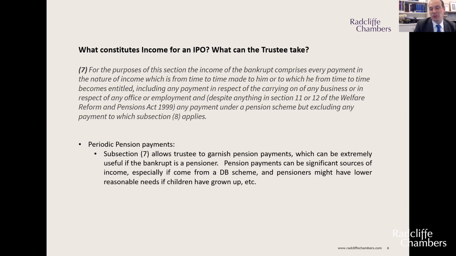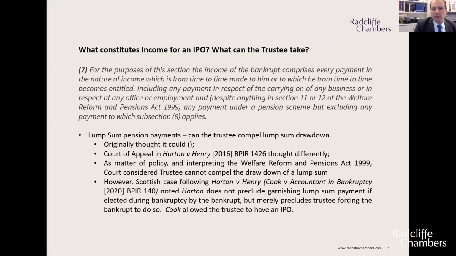Additionally, pensioners often, if they had children, those children will have moved away, so their reasonable domestic needs might be lower than they otherwise would have been, say, when they were still in employment. It's important to look at these pensions and to actually see whether periodic payments are coming in, because pensions themselves will sit outside of the insolvency scheme and sit outside of insolvency property. So the trustee normally can't just take a pension, but in the IPO, they can take an element of the periodic payments. So look to see, is your bankrupt a pensioner and how much they might be drawing.